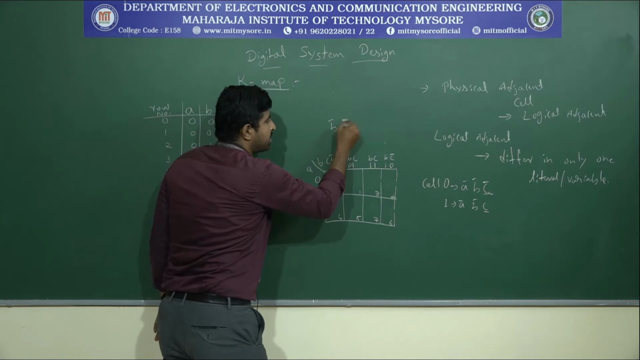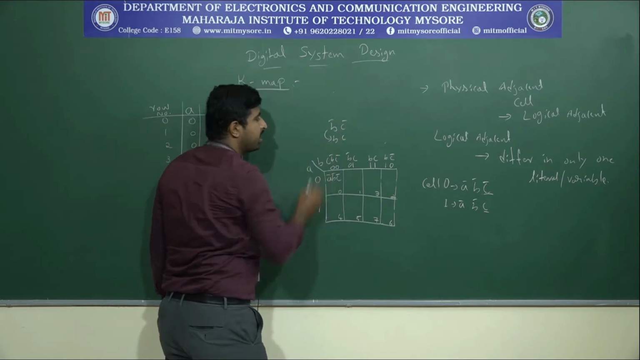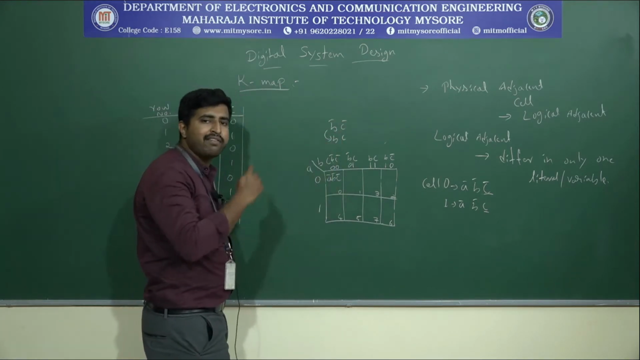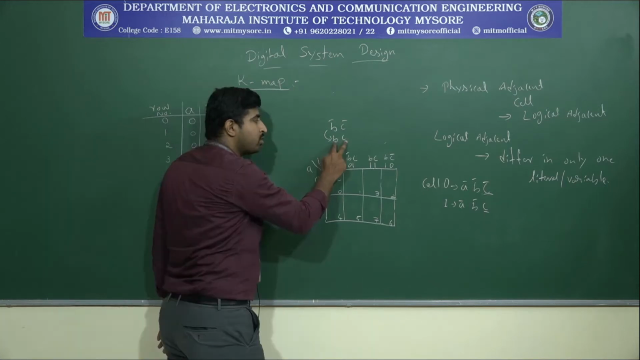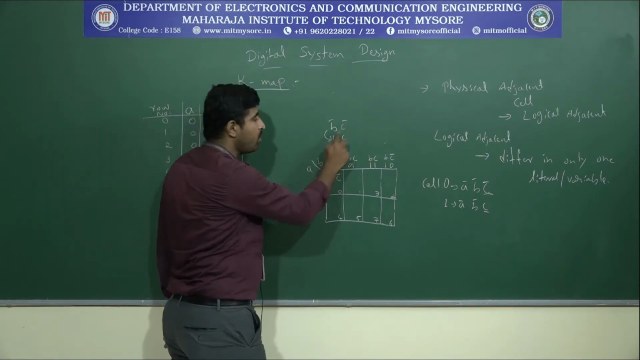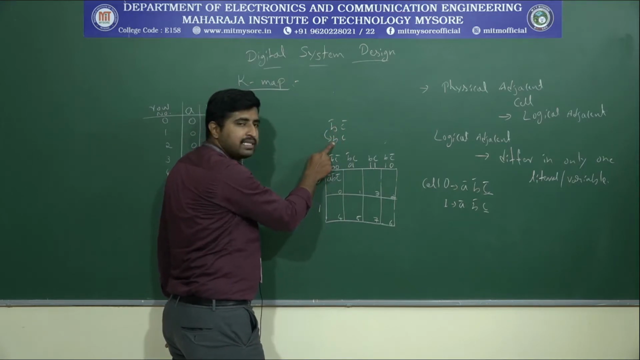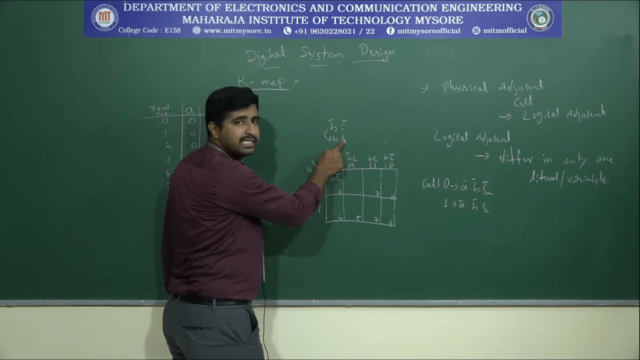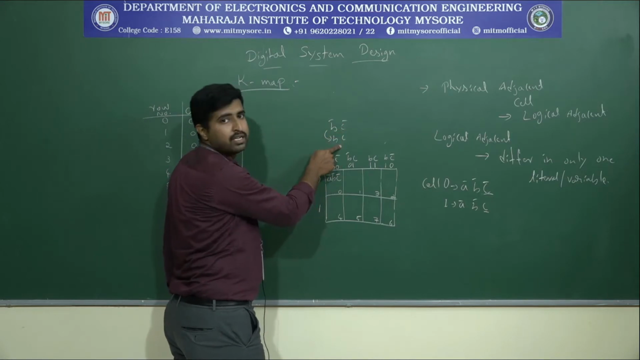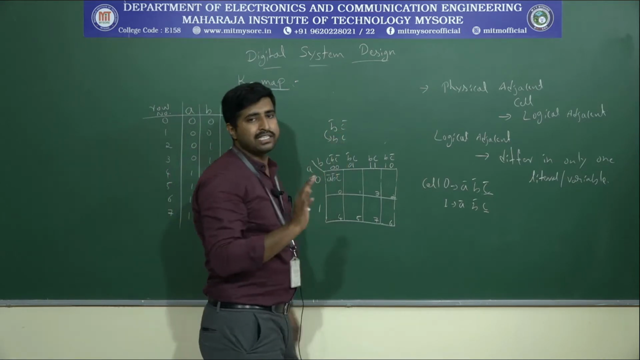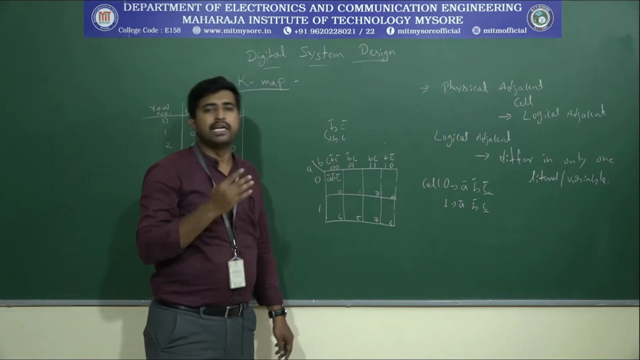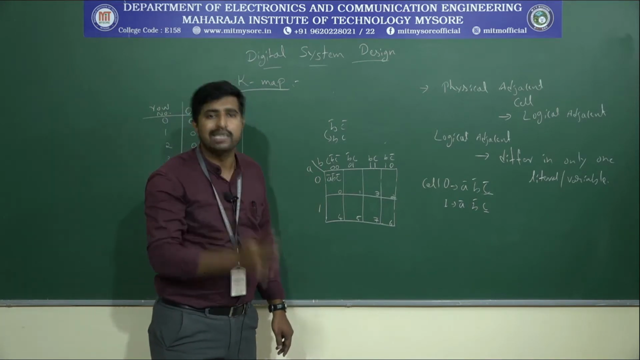Assuming B bar C bar is there and B C is there, here two variables or two literals have made a transition. There will be two differences. Two variables differ actually. B bar becomes B, and C bar becomes C. Two variables are differing. So that's why this is not adjacent. This is not even physically adjacent because it is not logically adjacent.